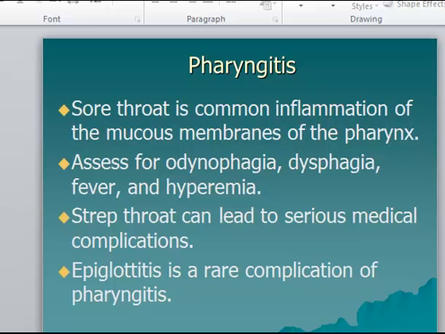It's important to teach the patient to take his temperature every morning and evening until the infection resolves, and usually he's not contagious 24 hours after antibiotic therapy.